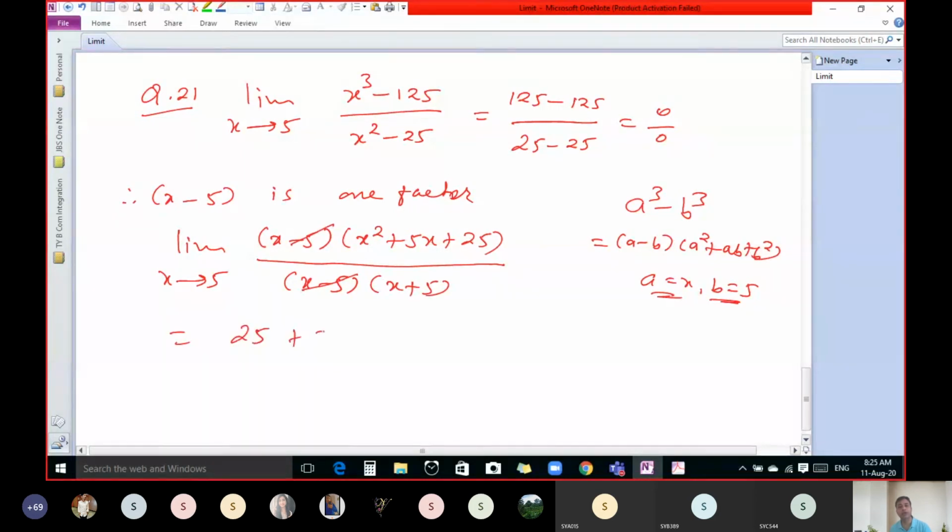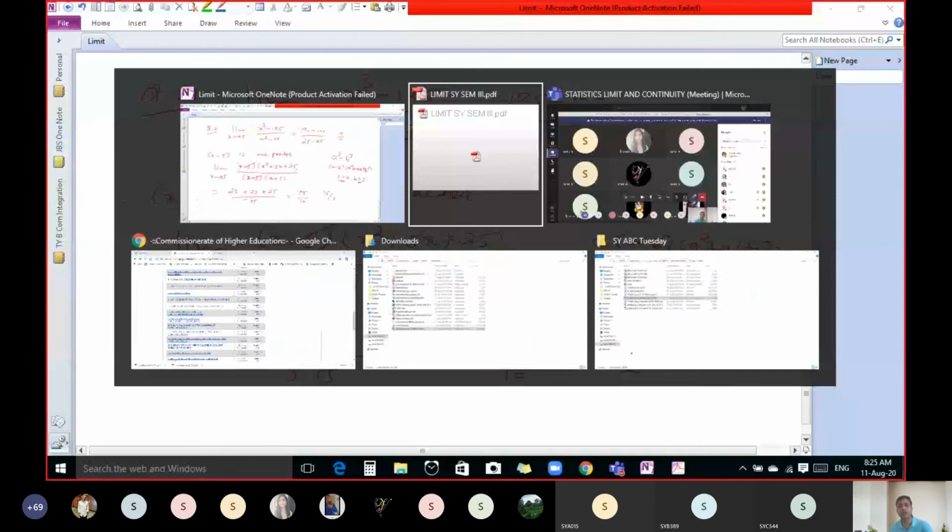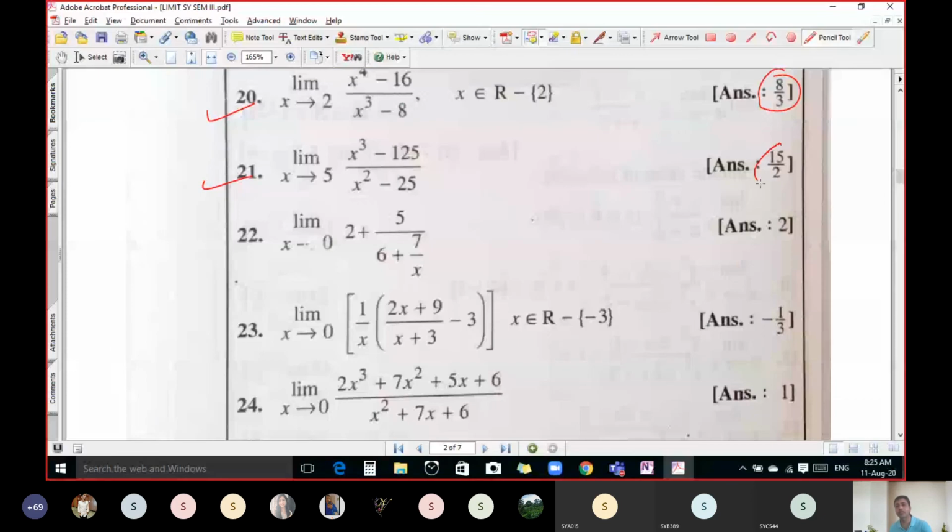So we get 5 square, 25, plus 25. Here we get 5 plus 5. So we get 75 divided by 10. You can cancel 5, so you will get 15 divided by 2. That is your final answer. So for question number 21, 15 by 2 is the answer.